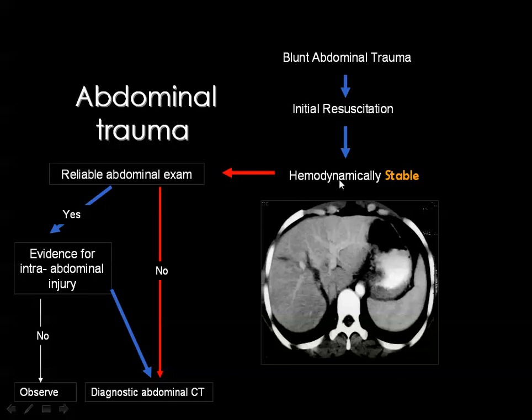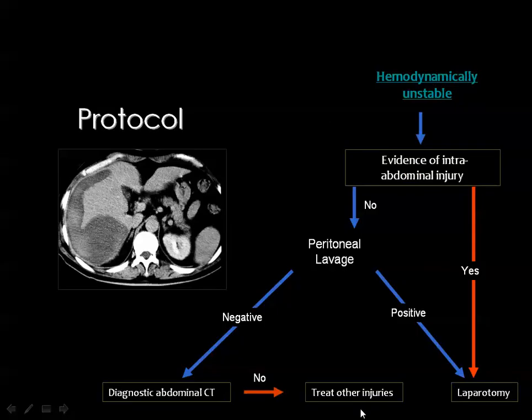And if the patient is hemodynamically stable and you cannot do a reliable abdominal examination because of multiple sites of trauma, because of the disturbed conscious level of the patient, because of airway compromise, and so on, then you should go for the diagnostic abdominal CT.